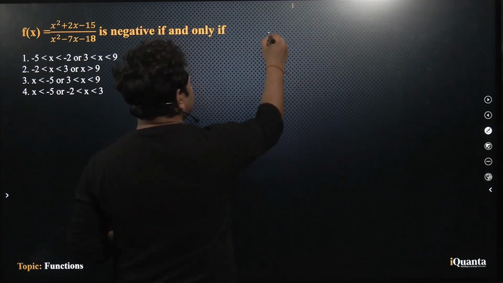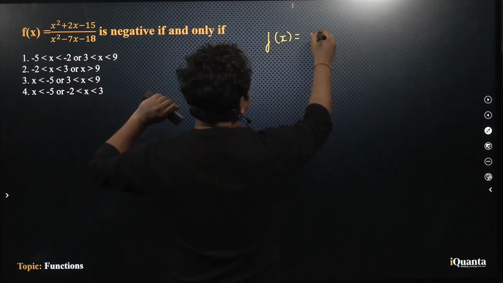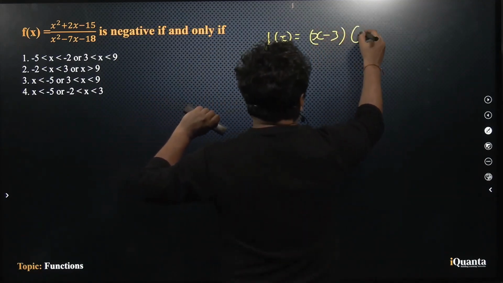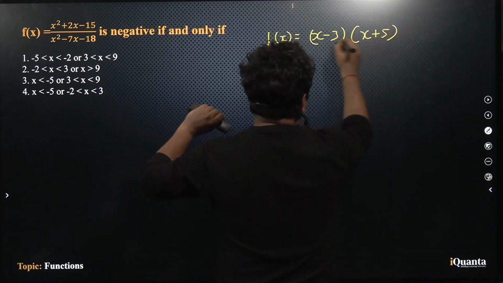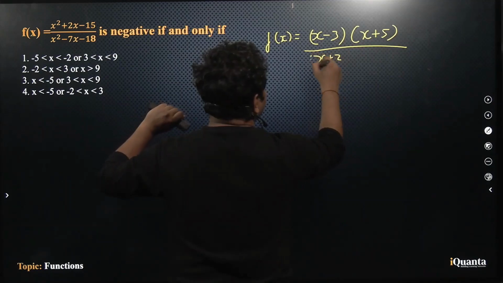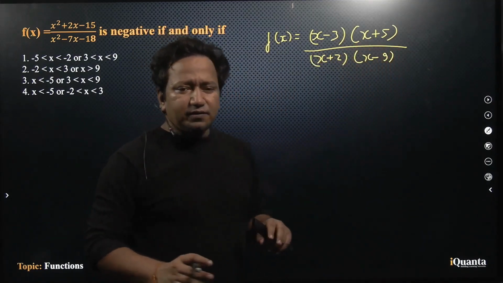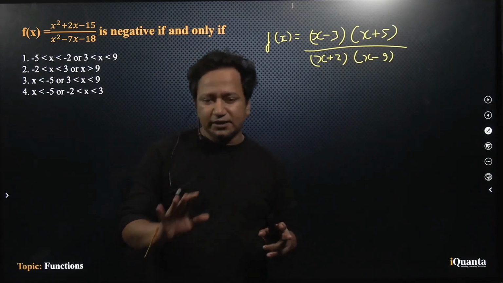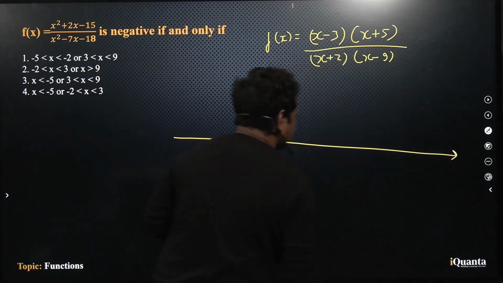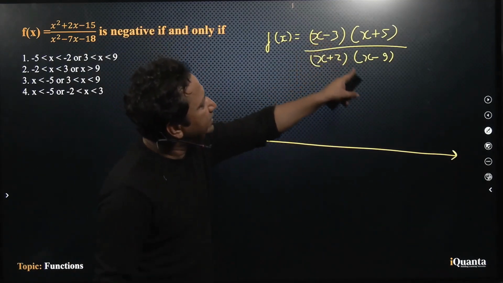So as we see, f(x) was equal to (x minus 3) multiplied by (x plus 5), whole upon (x plus 2) multiplied by (x minus 9). So in this method, we don't have to draw any graph, we will just draw a number line and solve our question. So this is a number line and I'll mark all the critical points.